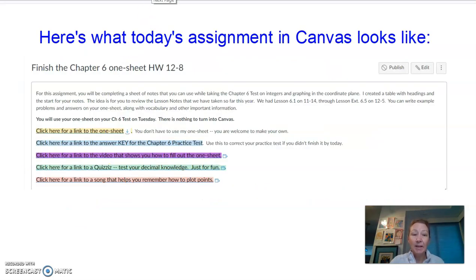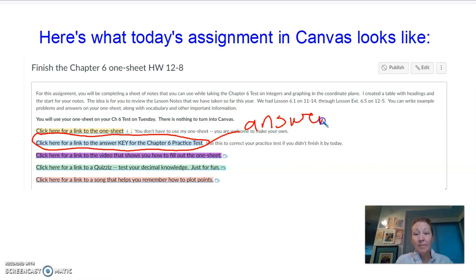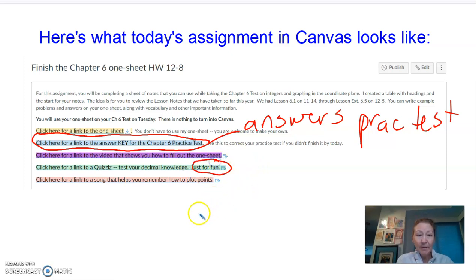So here's what today's Canvas assignment looks like. This is the answer key to the practice test. I printed it out and put the answers there, right? So this is answers to practice test written out. But I made comments on your online assignment. And then this is just for fun. I haven't played it for you yet. It's kind of creepy, the guy who does the song is a little creepy.